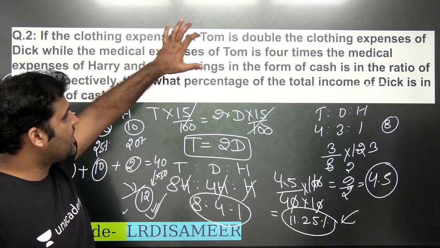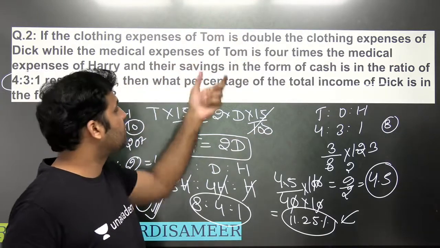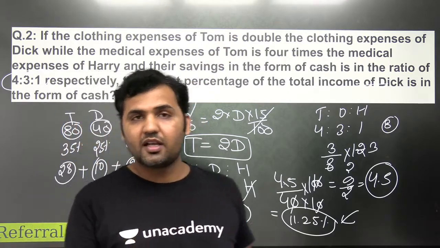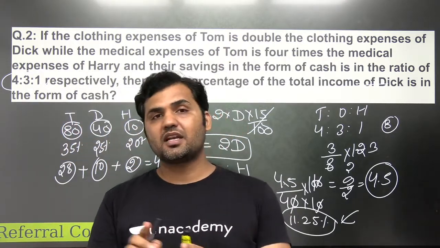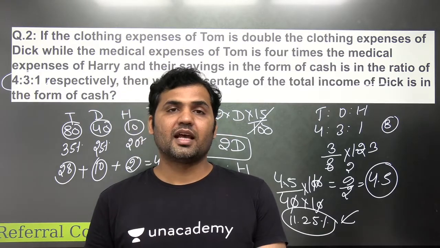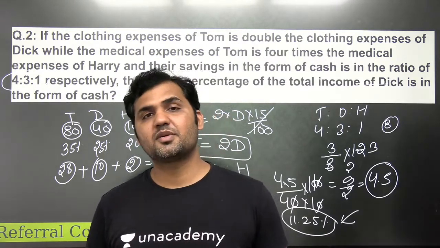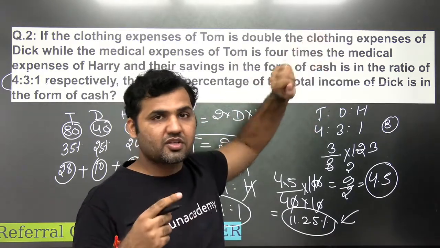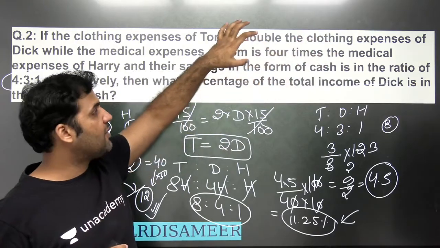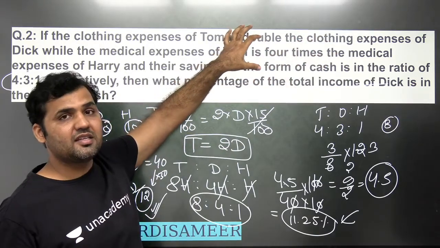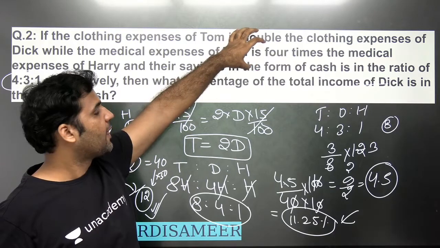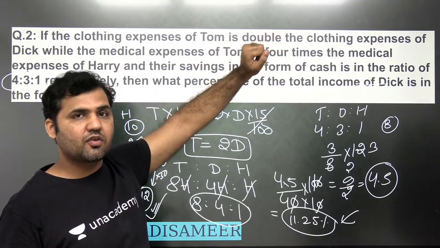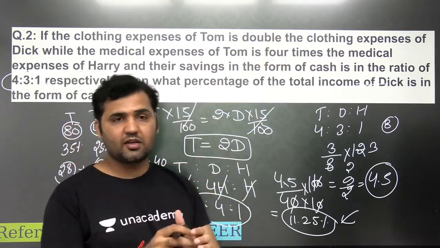So when you read the statement of the question, by reading the first two lines, you should be able to evaluate that Tom's clothing expense and Dick's clothing expense ratio is given, and then Tom's medical expense with Harry's medical expense is also given. Using the first two lines, you should be able to make a structure for this question, that I will be able to find out Tom, Dick and Harry's income ratio using the first two parts. And once I know the income, I also know the individual savings of Tom, Dick and Harry. And once I know the saving, I also know the total saving.